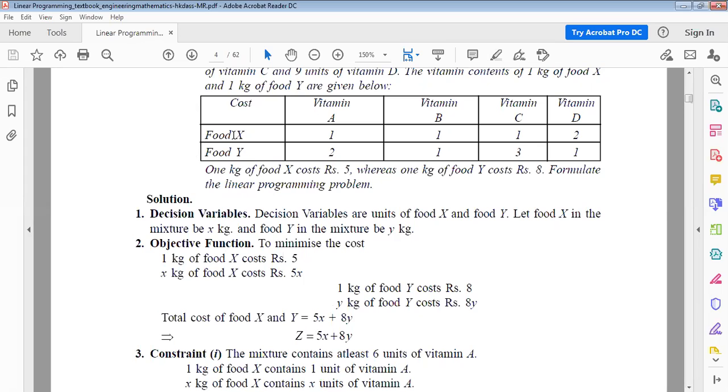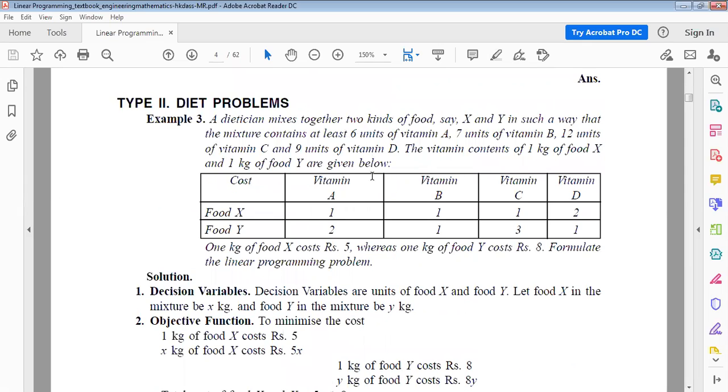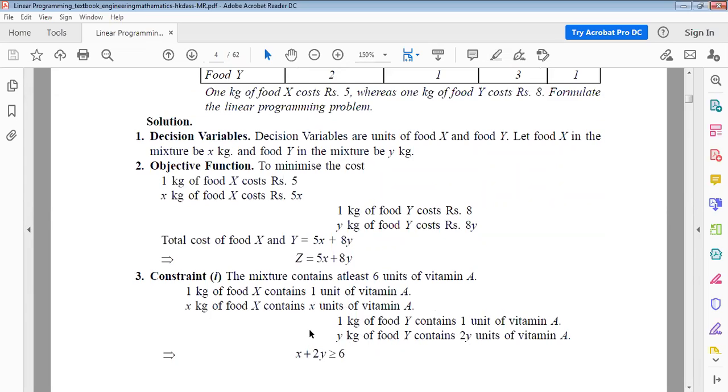Now for vitamin A we get a constraint, and vitamin B, vitamin C, vitamin D. There are 4 constraints. For the first constraint, for vitamin A, the mixture contains at least 6 units of vitamin A, 6 units given. 1 kg of X food contains 1 unit of vitamin A, and X kg will contain X into 1. And 1 kg of Y contains 2 units of vitamin A, so Y kg will contain 2y. So total vitamin A is x plus 2y.